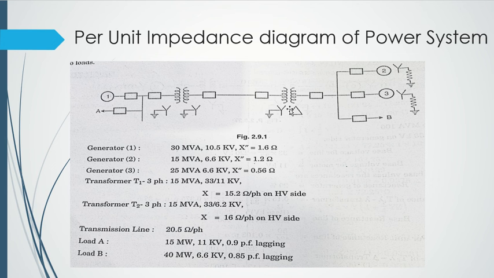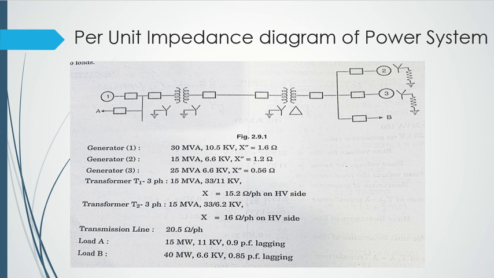The reactance of the transmission line is given as well. The reactance of the transmission line is 20.5 ohm per phase. And coming to the nature and rating of the loads, load A, which is connected with the first generator, has 15 megawatt capacity and 11 kV. These are the ratings of the first load, and it is running at a lagging power factor of 0.9. Load B has 40 megawatt. The voltage rating is 6.6 kV, and it is running at a lagging power factor of 0.85.